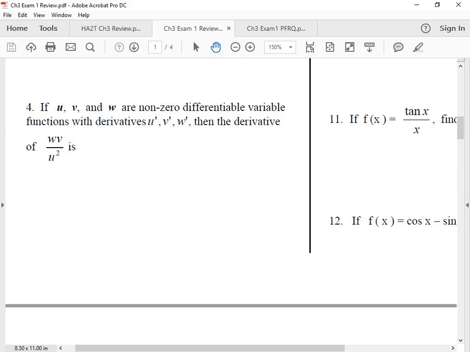So, we got the quotient rule. The quotient rule says we first must take the derivative of the top. So I'm just going to write it out like this. The derivative of the top times the bottom minus the derivative of the bottom times the top, divided by the bottom squared. So that's just the formula, right?